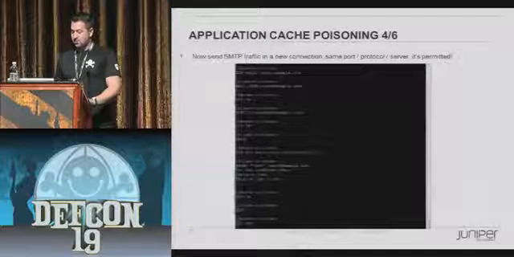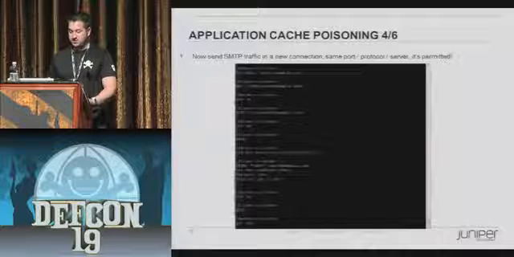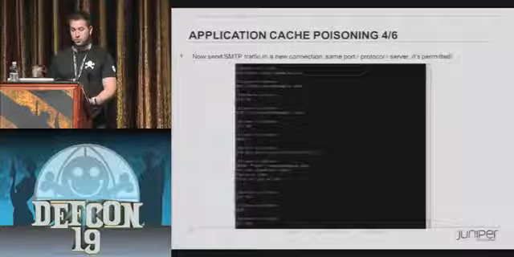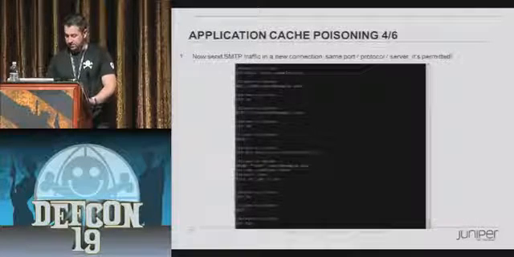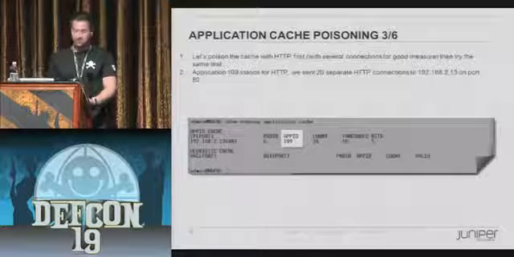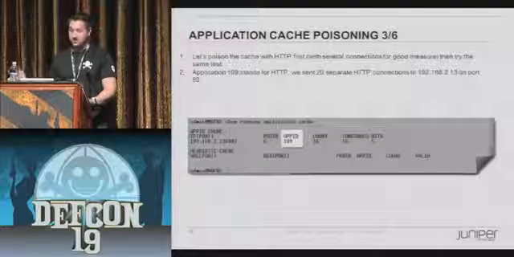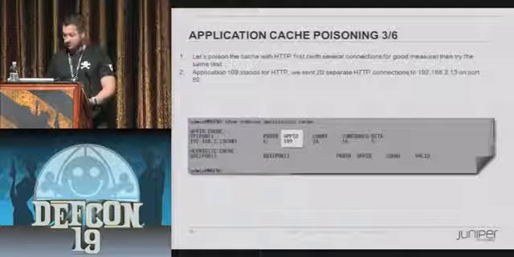And now, whereas before I couldn't send my SMTP traffic through, I can. It worked just fine. The reason is that it identified that traffic on TCP port 80 on the server, which is 192.168.2.13. Anything that goes over there, until this cache entry times out, is going to be considered HTTP, even though it isn't.